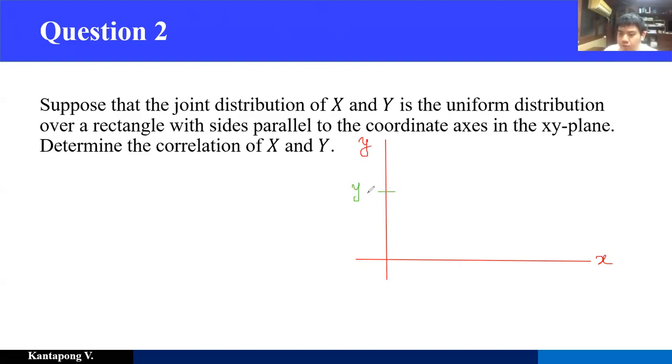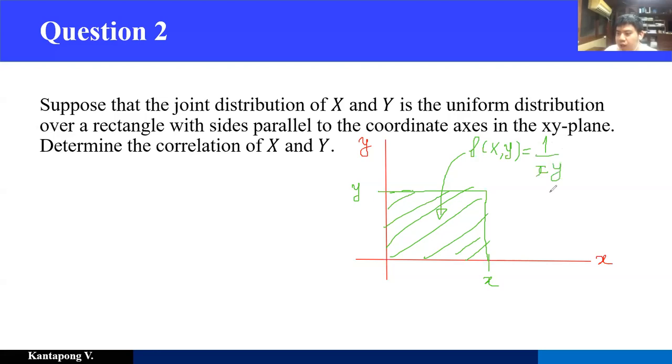Let's say we have a distribution over the coordinates, small x, small y, any number, and we get a uniform distribution. Here f of x, y is 1 over x times y, so that if we sum over this area, we get 1. So the question is, what is the correlation of x and y? We have to determine the correlation. Please pause the video and do it on your own first before watching the solution.